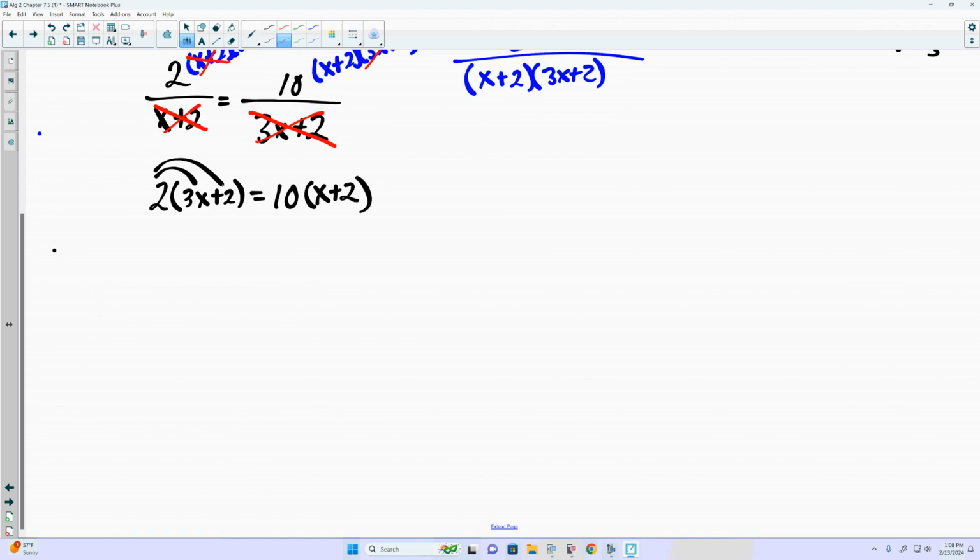Now that we have this here, we can go on and distribute. 2 times 3x is 6x. 2 times 2 is plus 4. We can do the same thing with our 10. 10 times x is 10x. 2 times 10 is 20. Now we need to get x by itself. So what can we do first? We can subtract 6x first.